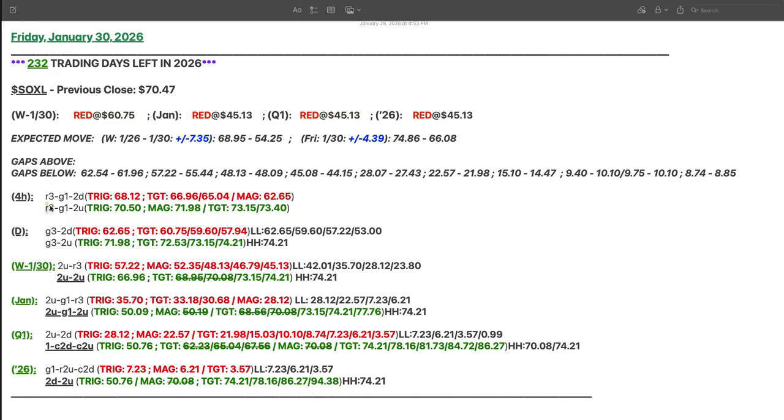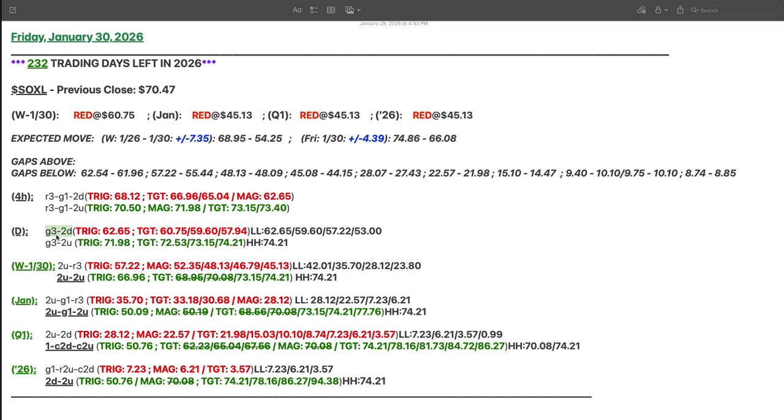To the upside, we would get a 3-1-2 up, triggering at 70.50, magnitude being 71.98. So not as much magnitude on the top as there is on the bottom, but still definitely enough to play with SOXL, especially if you're at the money, in the money, multiple contracts. You should see decent profit if we were to make that move and complete the strat. And if we do, we have some extended targets out here if we really get running. But those kind of pull us into the day, triggers and targets on the day.